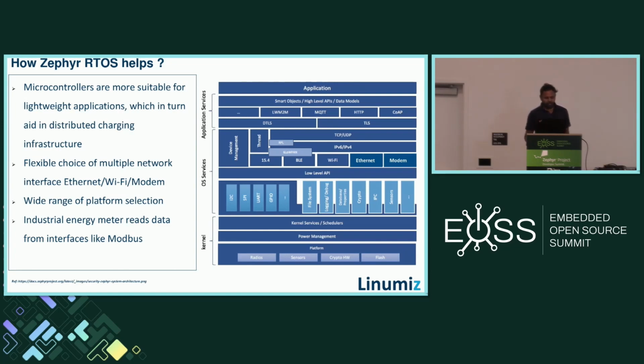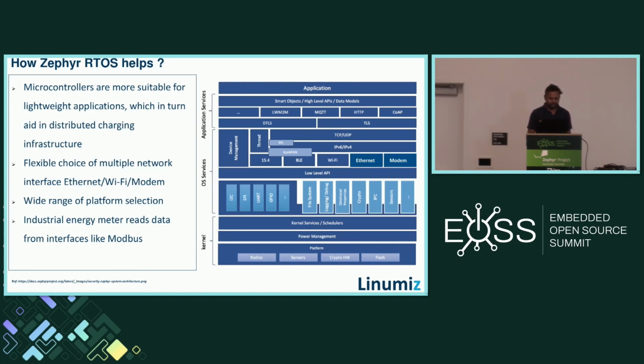As an EVSE really wants to measure how much power, or how much energy, is delivered to the EV, the charging station should be equipped with an energy meter. Most industrial energy meters support digital communications like Modbus, UART, or other serial M-Bus modules. Thanks to Zephyr RTOS, which has native support for Modbus as well.